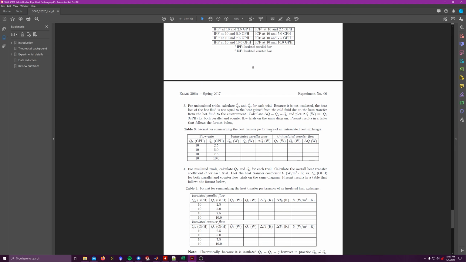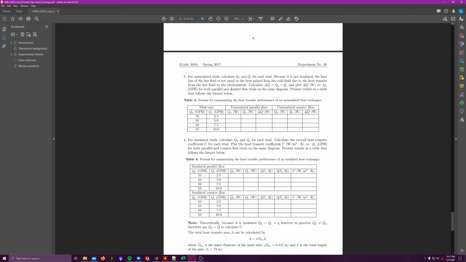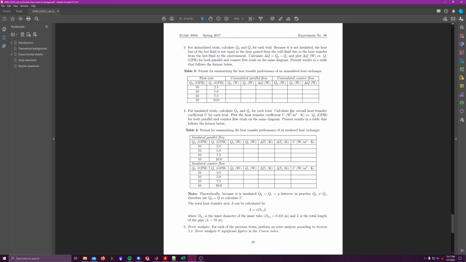And number 3, we're going to plot our heat transfer versus our cold flow rate here. Okay, so we're going to do that. Make sure you read through all of this. I don't want to make this video too long, but read through it so you really understand the details of each part. And then for number 4, we're going to plot the overall heat transfer coefficient U versus our cold flow rate once again. And we're going to be doing that for parallel and counterflow configurations. That's for both number 3 up here and number 4 down here.